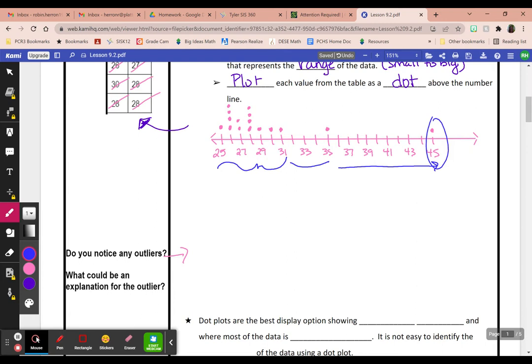So dot plots are the best option. Okay, this would be, sorry, I skipped that part. Yes, 45 is an outlier.